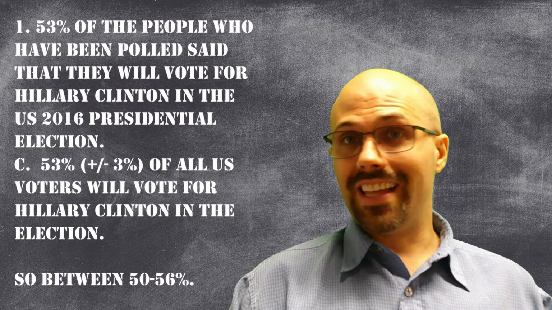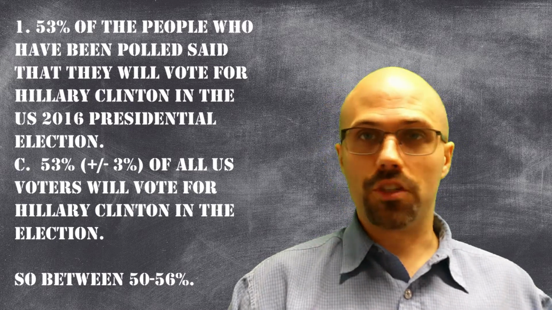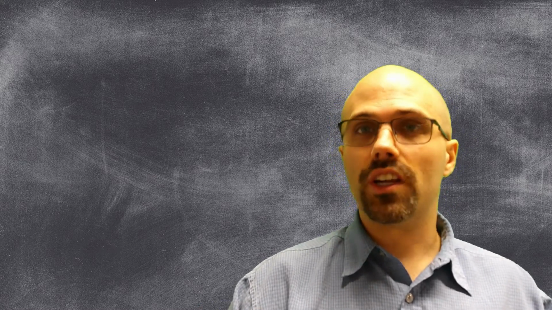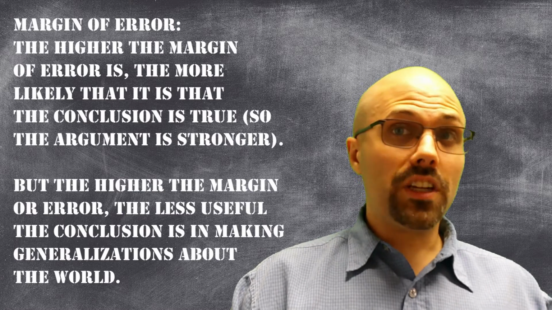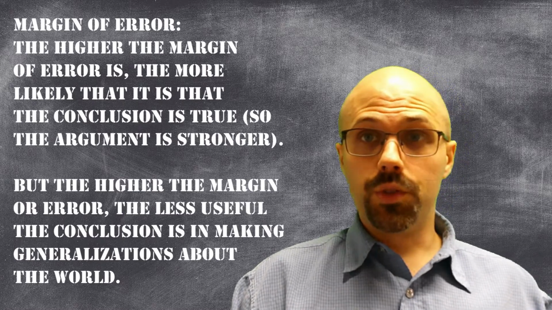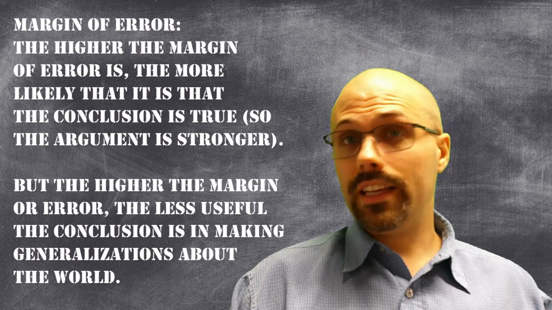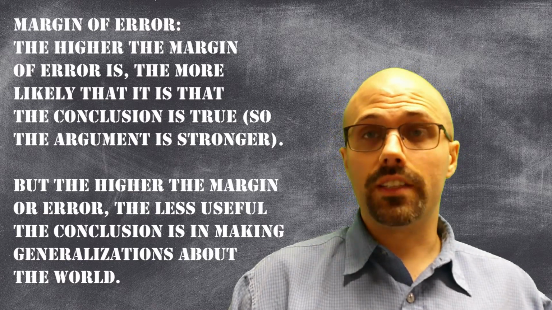And so you usually see that in polling, right? That you have plus or minus 3%. Same thing with medical testing again. It's usually that this drug will be effective on 45% of the population, plus or minus 10%. Within some range of allowed error built into it. Margins of error are a very powerful tool. The higher the margin of error is in some argument, the more likely it is that the conclusion is true. And so the stronger the inductive argument becomes, right?